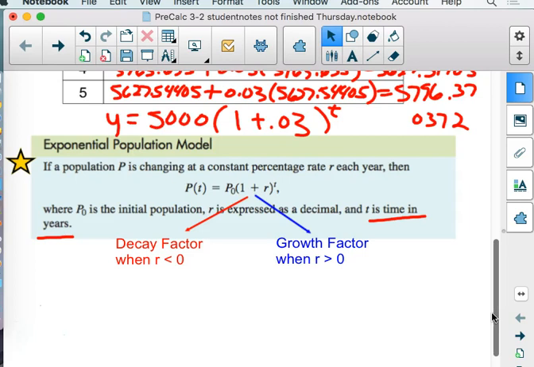Everything that's in this parentheses set right here is called a growth factor or a decay factor. So we're going to know whether or not it's growth or decay just by looking at it. We'll see, hey, that's a number bigger than 1, that's growth. Hey, that's a number that's less than 1, oh, that's decay. And what's in those parentheses is called the growth or decay factor.